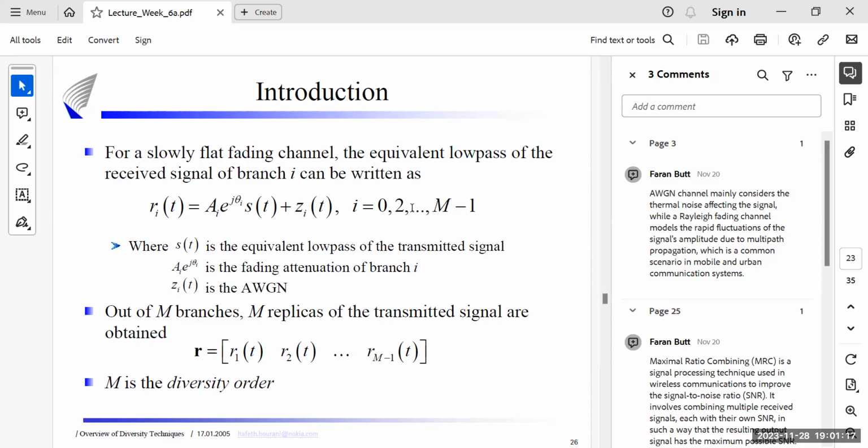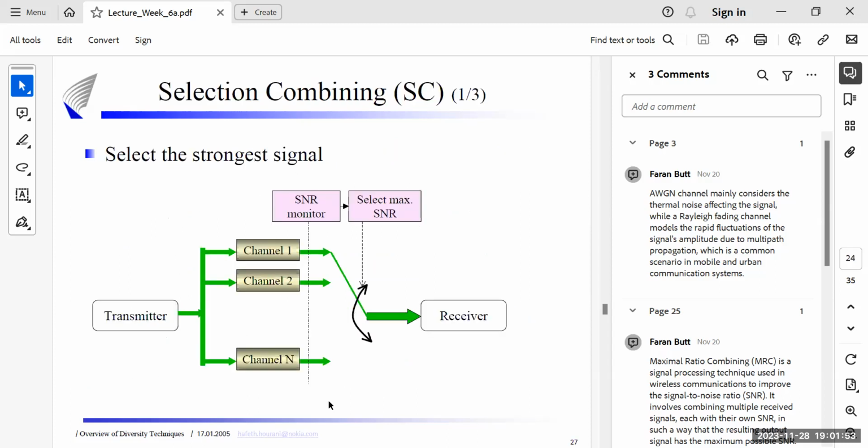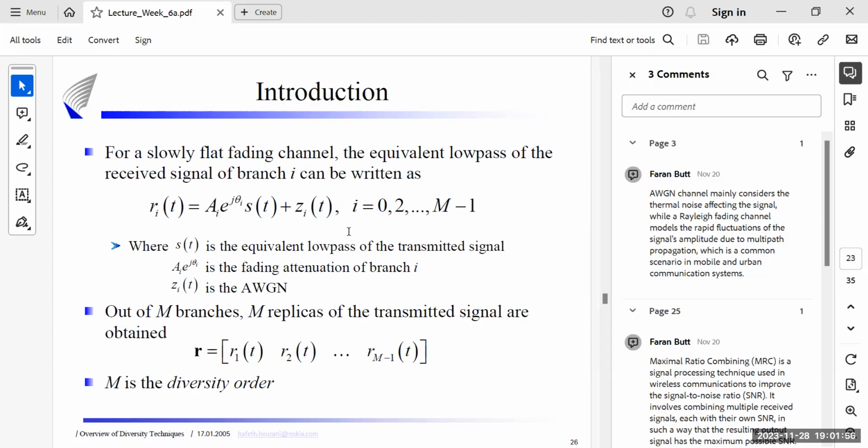Since we are considering M channels over here, or the M branches, out of M branches, M replicas of the transmitted signal are obtained. So we are getting them in the form of a vector, you can say r_1(t), r_2(t) up till r_(M-1)(t). So we are getting a total of multiple signals, not only r_1(t). And M is known as the diversity order. The number of branches, or the number of channels in this case, both mean the same. So that is the diversity order. Okay, so we are getting multiple signals at the receiver.